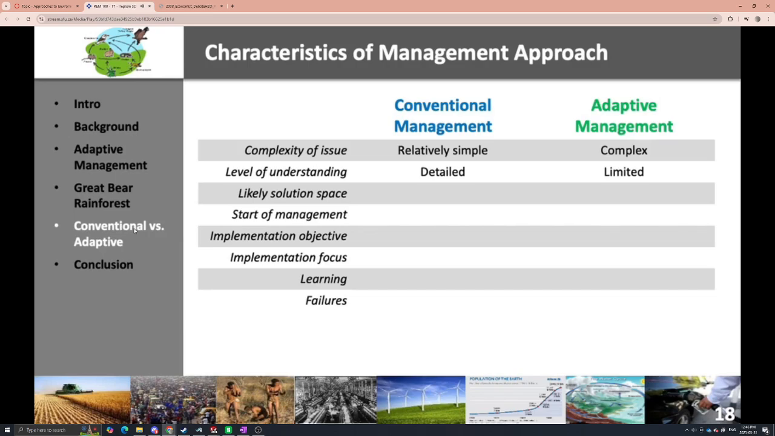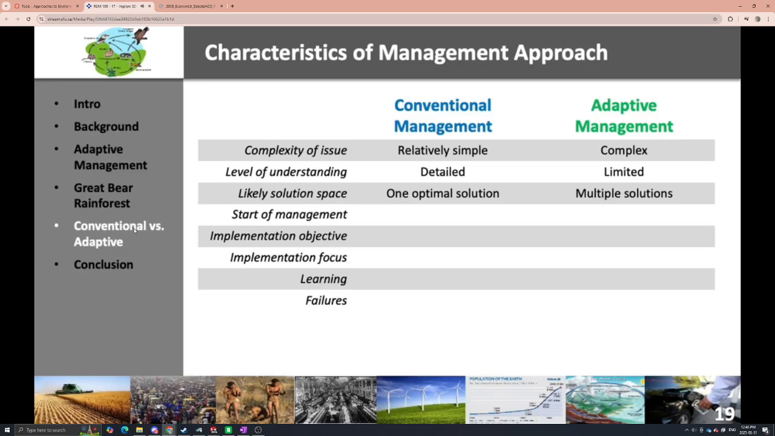Before we wrap up, let's quickly contrast the conventional and adaptive management approach to highlight their differences. As we discussed at the beginning, the conventional approach is best suited for relatively simple issues, where our level of understanding of the science is quite detailed. The adaptive management approach, on the other hand, is for complex issues, where our understanding of the ecosystem and the issues and the implications of those issues is still fairly limited. There is a high degree of uncertainty.